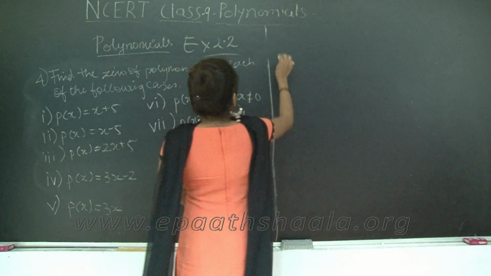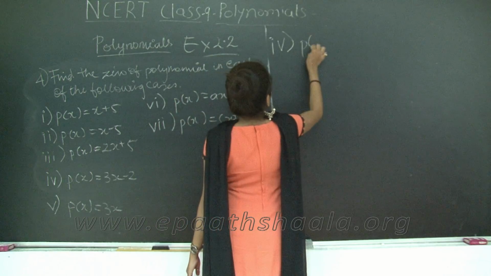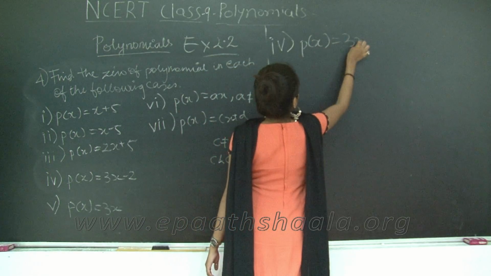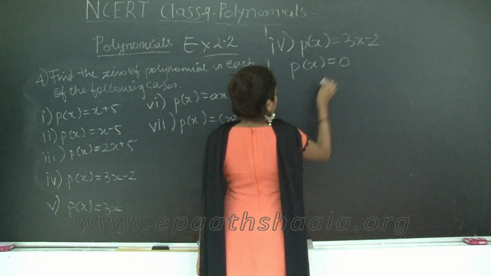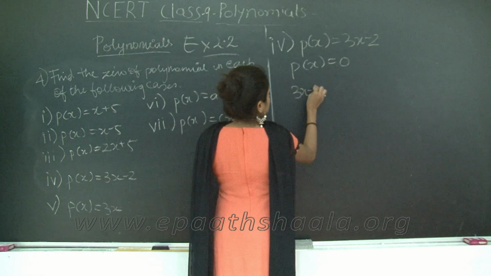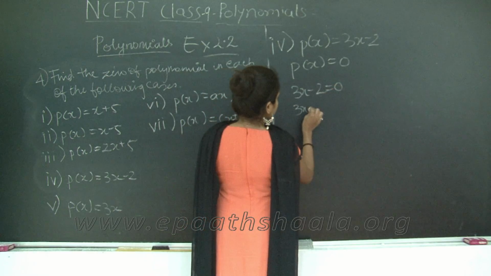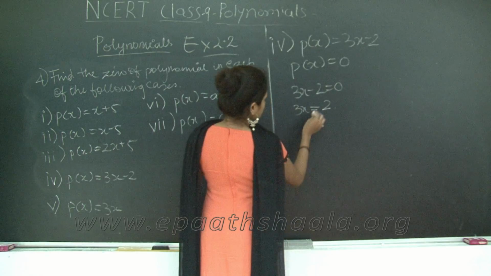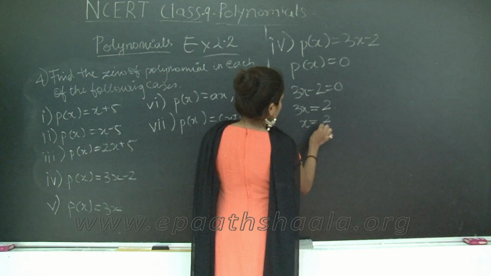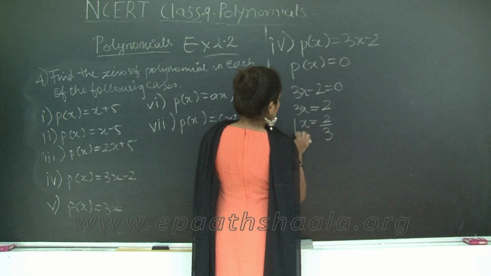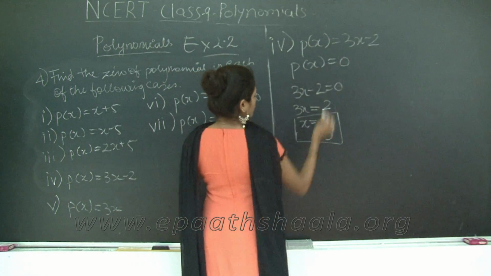Okay. Let's see the fourth sum. p(x) is equal to 3x minus 2. I'm going to say p(x) is equal to 0. Therefore, 3x minus 2 is equal to 0, right? Therefore, 3x, I'm bringing 2 to the right hand side, is equal to 2. Minus 2 becomes 2 when it moves to the right hand side. 3 is getting multiplied, so it will come here and divide 2. So x is equal to 2 upon 3.